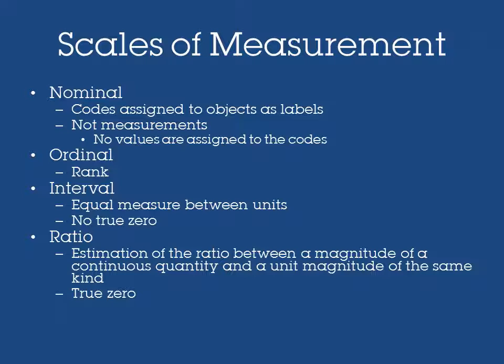For example, our reflexes or our spinal level of excitability in our spinal cord isn't zero, and everyone's different. So we don't have a true zero. Now we can create a zero if we standardize that, but all of the data are presented in a way where we can't understand a true zero, and that's kind of where ratios come into play. And it's an estimation of the ratio between the magnitude of a condition of a continuous quantity and the unit of magnitude of the same kind.